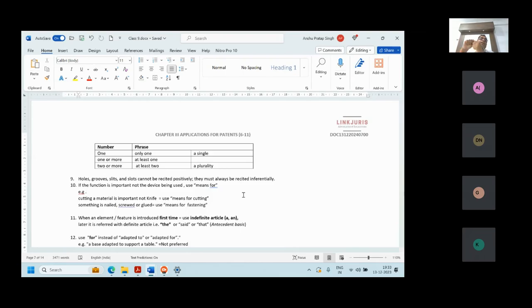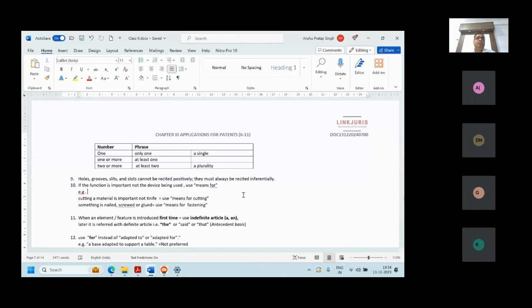Suppose you have to tie something, or nail it, screw it or glue it, whatever the measure is. The object is to attach something with something else. Then you use "means for" first. So you have broadened the scope, and now you understand that anything which is being used for fastening, whether a screw, a nail, a glue, or if I sew it, it will be the means for fastening. That's it. The focus is that the function is more important, not the device which is being used. If that is the case, use "means for" and describe the function.